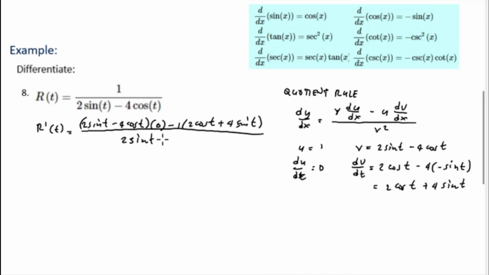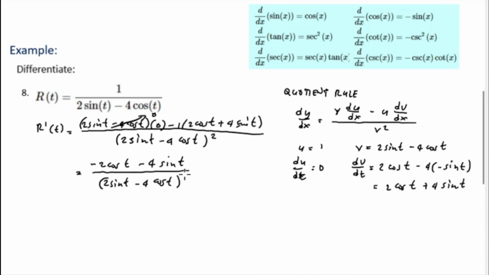V squared is 2 sine t minus 4 cosine t, in parentheses, squared. And the first term has zero value. And simplify. Negative 2 cosine of t, negative times positive, negative 4 sine t, and divide by 2 sine t minus 4 cosine t, squared. And this is the derivative.